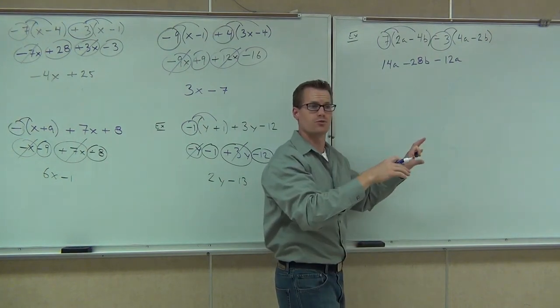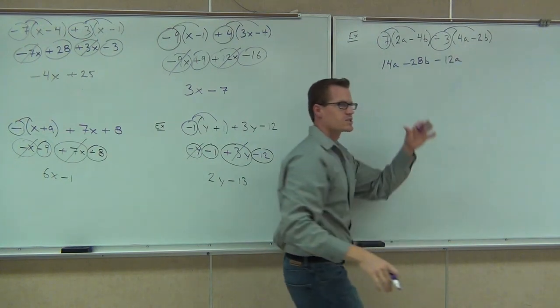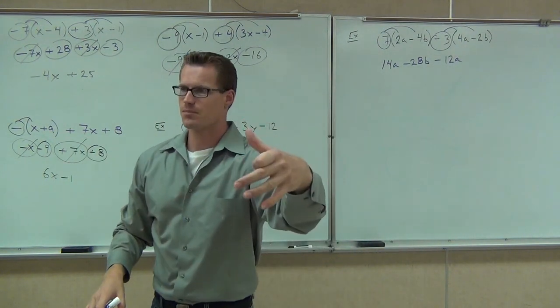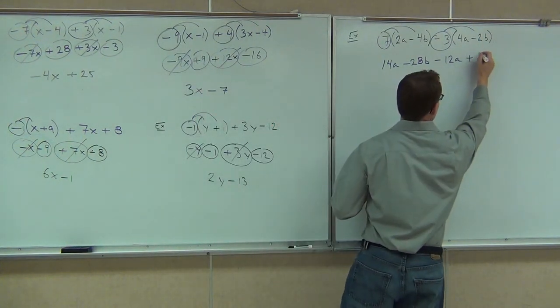However, watch the next one for me, okay? When I take negative 3 times negative 2b, what's negative 3 times negative 2b? Positive 6b. Right, so what are we going to write? Plus 6b. That's the correct answer.